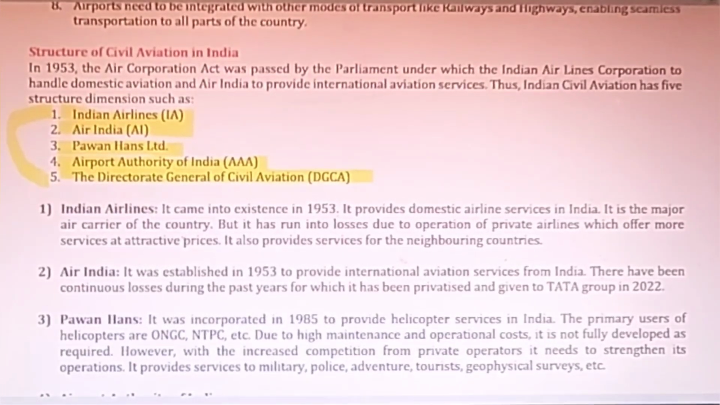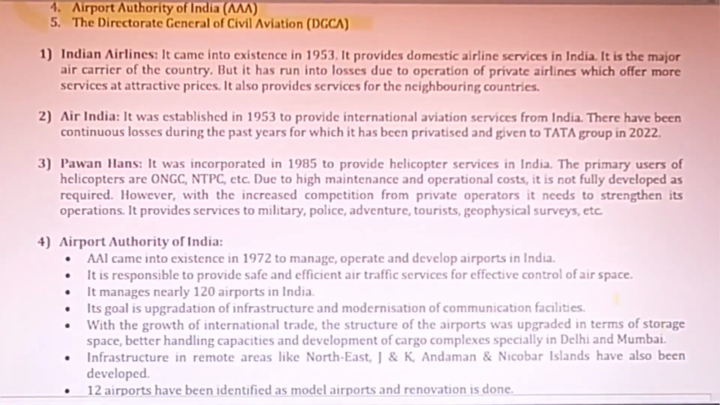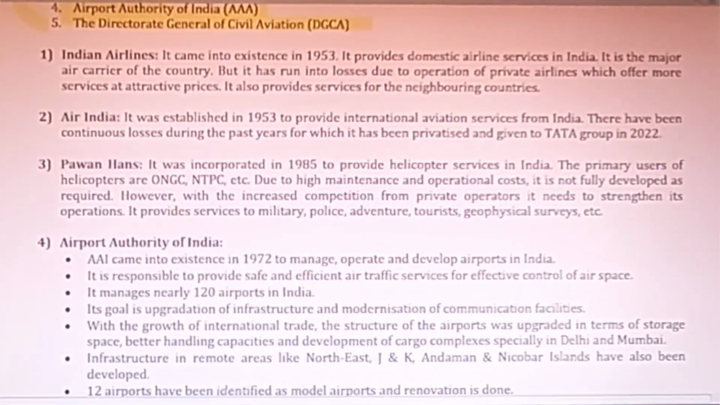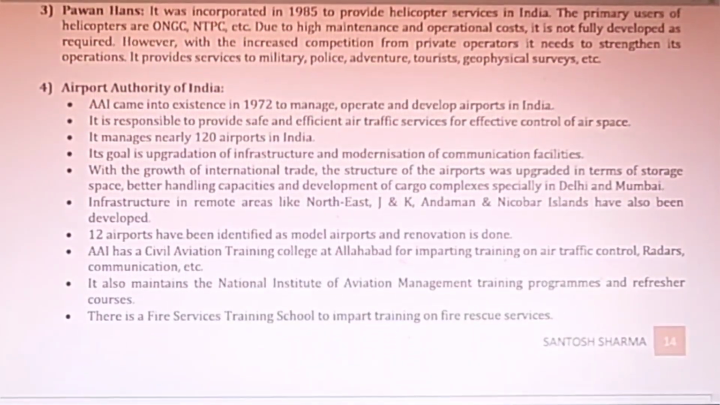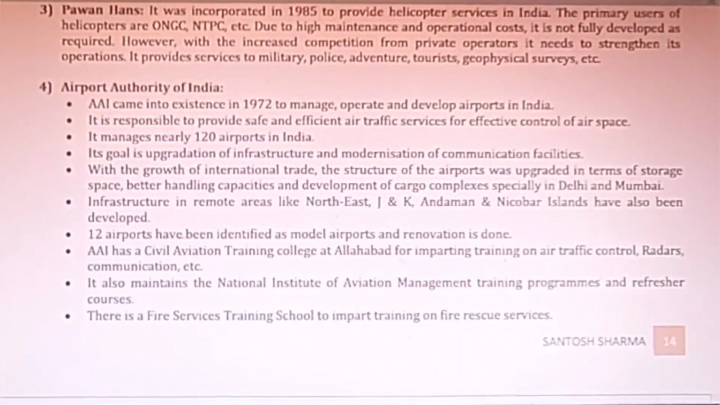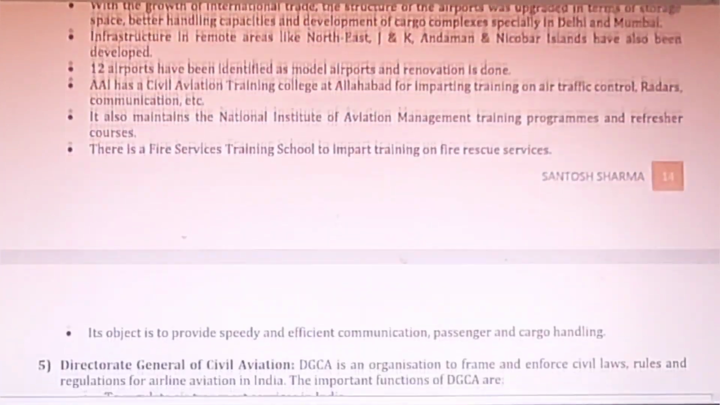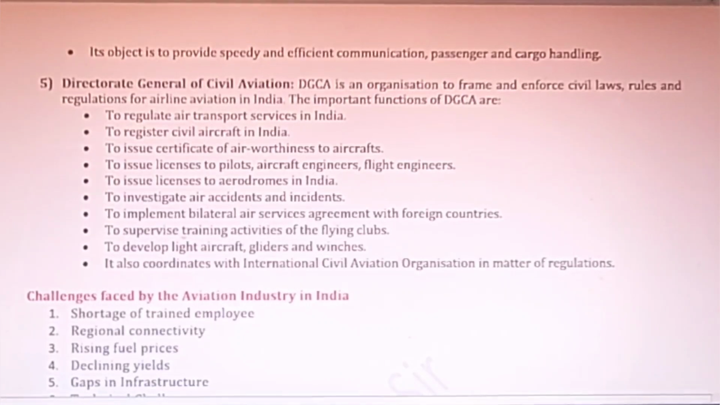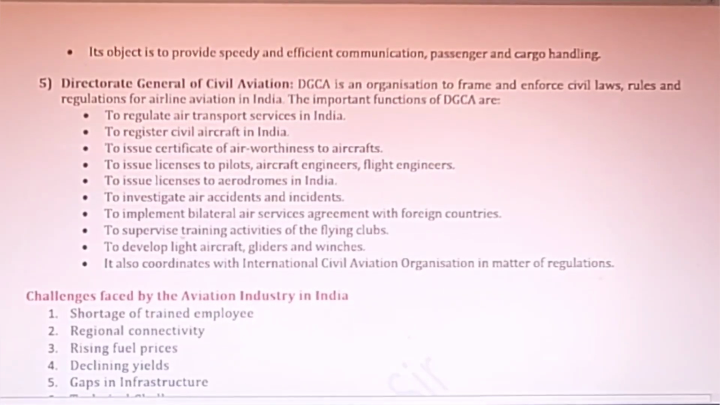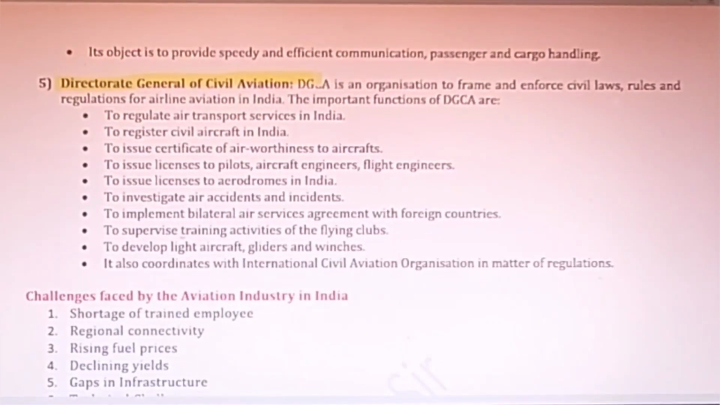And Indian Airlines, Air India, Pawan Hans, these three provide all the planes, aircrafts. And AAI, that is Airport Authority of India, it provides all those airport facilities in India. It looks after their maintenance and safety movement of goods and people. And this is the main authority, the boss, Directorate General of Civil Aviation. So this body plans all the systems of air transport in India.